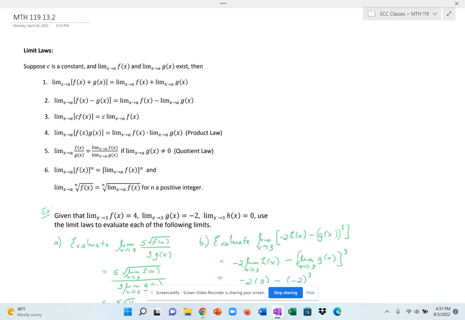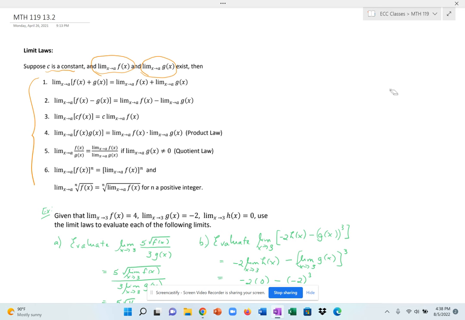Hi, this lesson is on the limit laws. So there are 6 laws here that can be used to evaluate limits. And so first we suppose that c is a constant and that you have a limit as x approaches a of f of x and a limit as x approaches a of g of x that both exist. Then the following laws would be true.